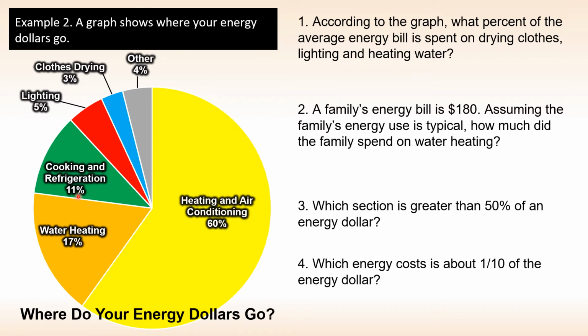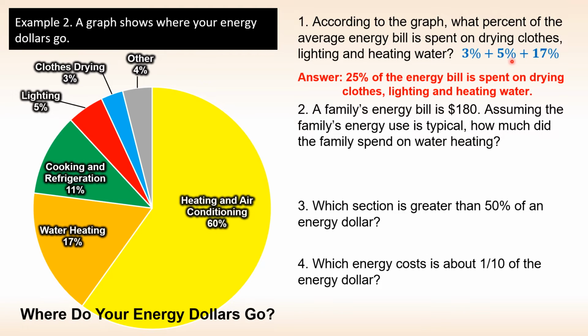We have drying clothes, 3, lighting, 5, and water heating, 17. So, we have to add them. 3 plus 5 plus 17 gives us 25. 25% of the energy bill is spent on drying clothes, lighting, and heating water.